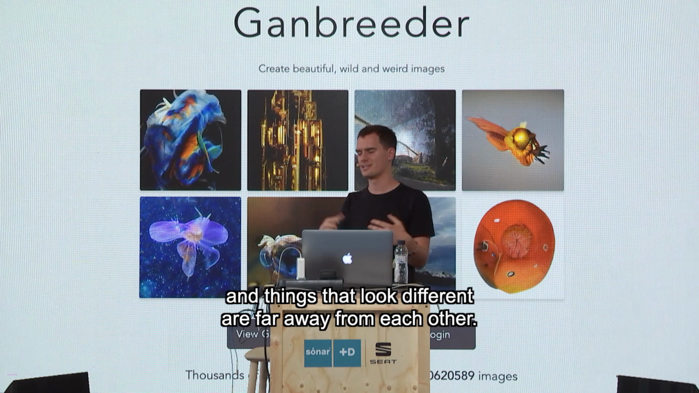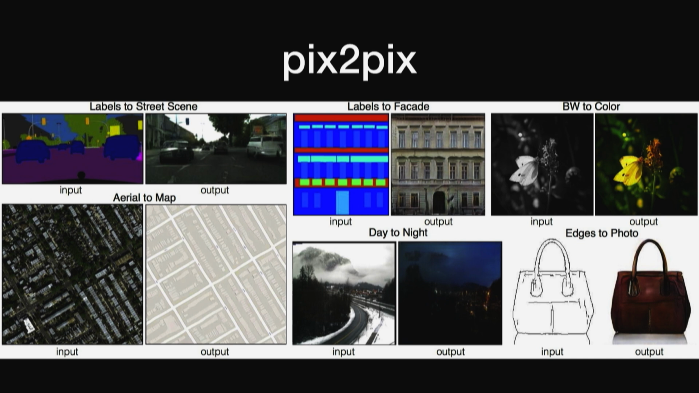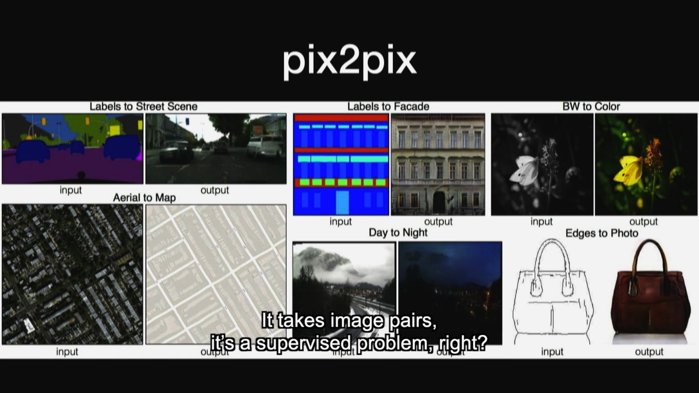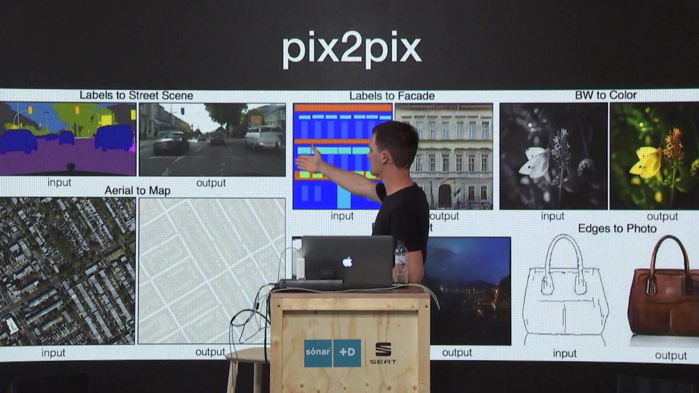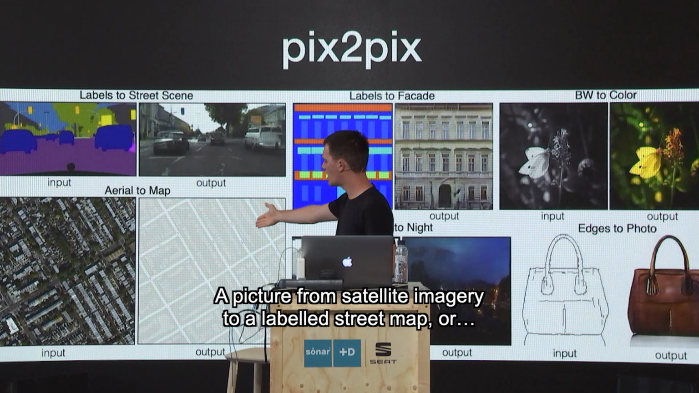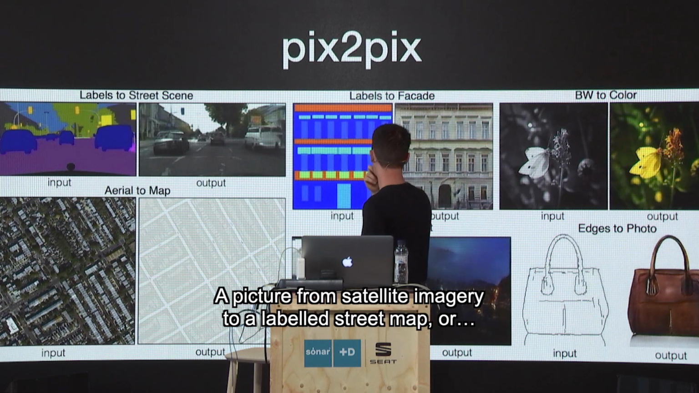Pix-to-Pix is another image generation approach that operates on a completely different principle than GANs do. It takes image pairs. It's a supervised problem, right? You have to have an input and an output. Then Pix-to-Pix learns how to convert from one image to the other using convolutional networks. In these cases, we've got converting from labels of cars driving around to a picture of cars driving around, from satellite imagery to a labeled street map, or from labels of a facade to a picture of a facade.